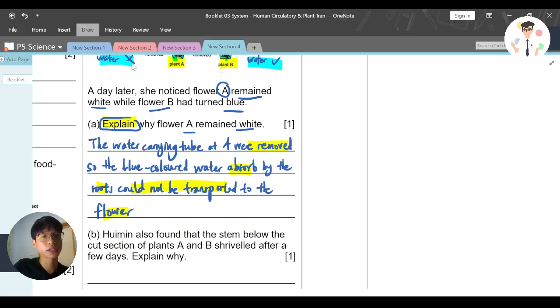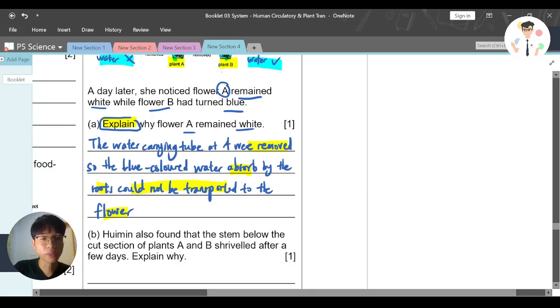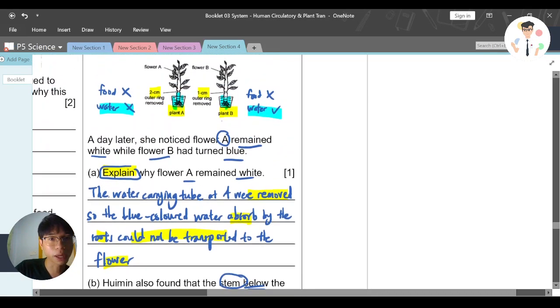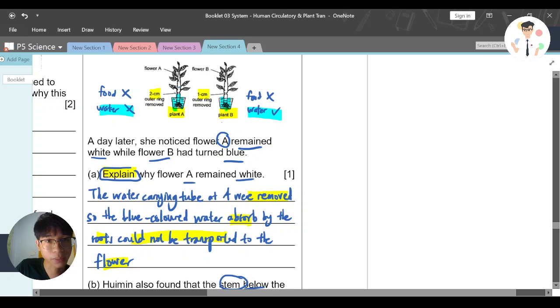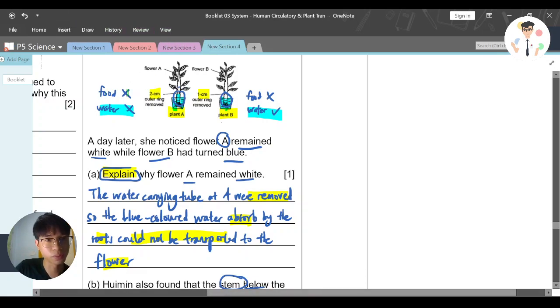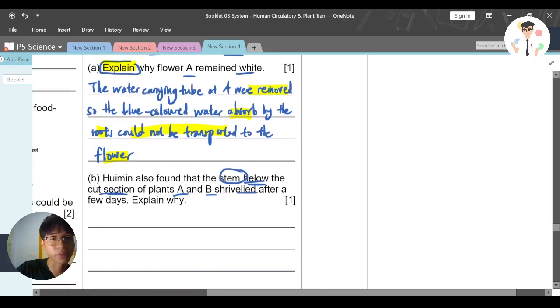Okay, so now let's move on to B. Hui Min also found that the stems below the cut section of A and B shrivel after a few days. Means that at the lower part here, it becomes shrivelled, a bit smaller, not that nice. Why? Because the food produced is not able to reach the lower part. That's why it's shrivelled.